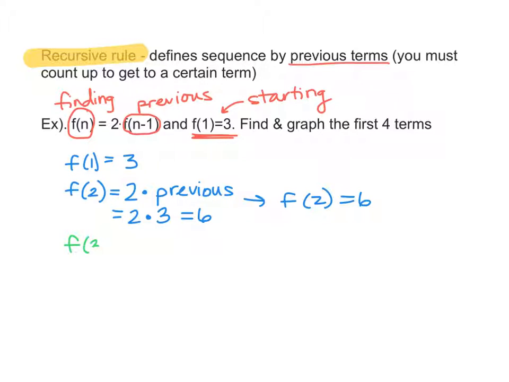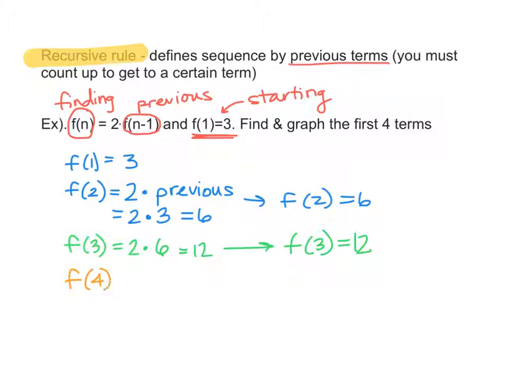All right, f of 3 equals still the same formula, 2 times the previous, except now my previous term was 6. So now I'm going to do 2 times 6. That's going to give me 12. So this is f of 3 equals 12. All right, let's do one more.